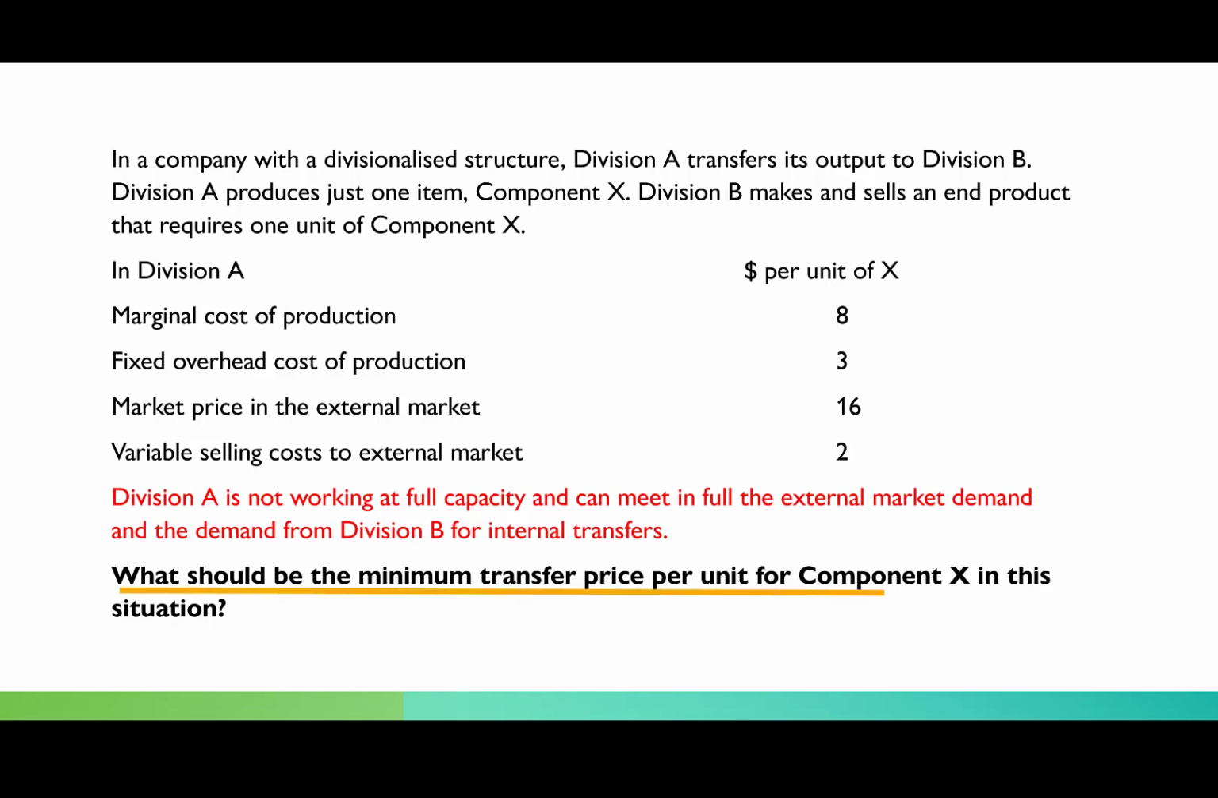What should be the minimum transfer price? So if you have a look at the red, it says Division A is not working at full capacity. That means it has spare capacity and it can meet the full external market demand and the demand from Division B for all internal transfers. So remind yourself of my flow diagram. They have spare capacity. Therefore, what is the minimum transfer price?